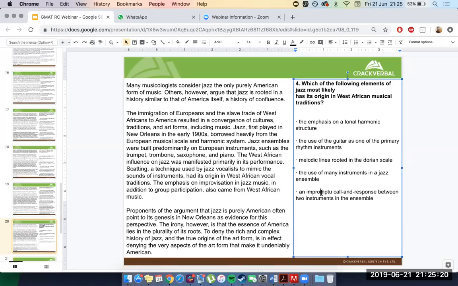Sometimes it is, and then you should just go ahead and pick it. But very often the right answer will not be the words themselves, but rather what the words mean. An impromptu call and response is focusing on the fact that there was improvisation. And that truly is something that is of West African origin.